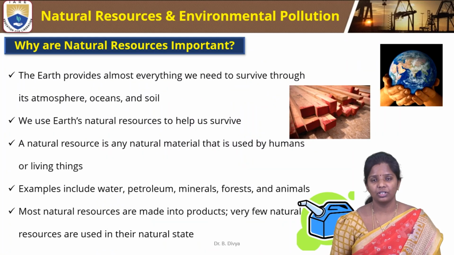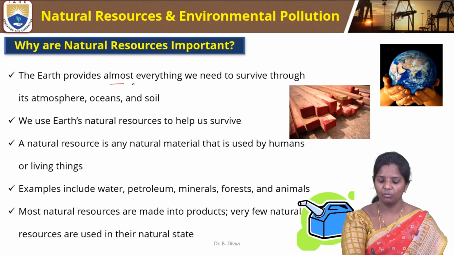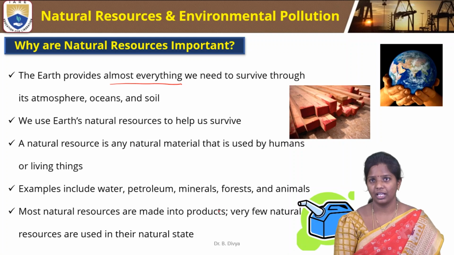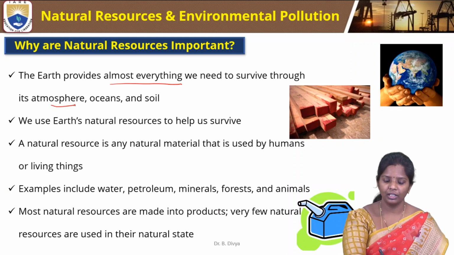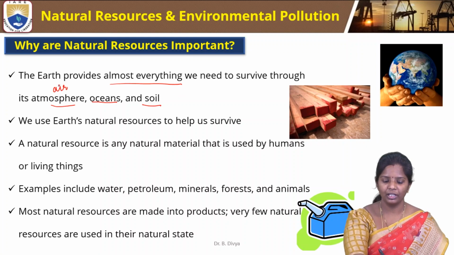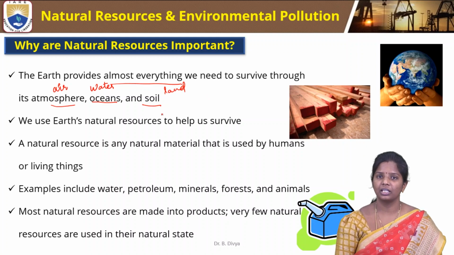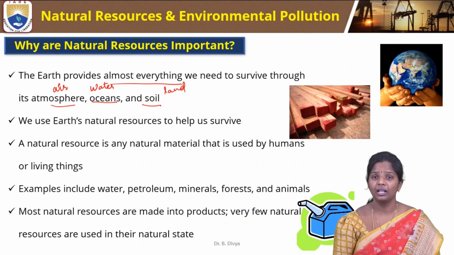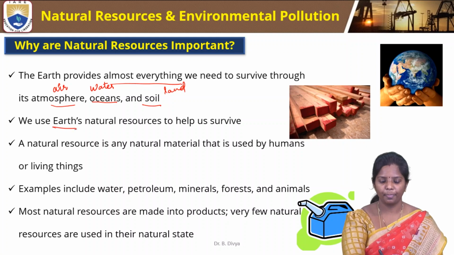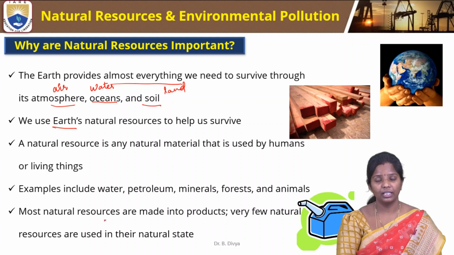So why are these natural resources important? Because they are giving us life. They provide almost everything we need for our survival through the atmosphere, oceans and soil. Atmosphere will give air for breathing, then oceans, water and salt, and then soil is the land for living. So these are the basic requirements that are giving almost everything for mankind's survival. So we use Earth's natural resources to help us survive on this Earth.